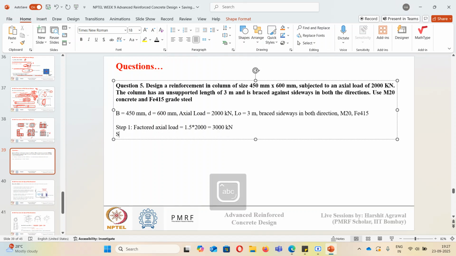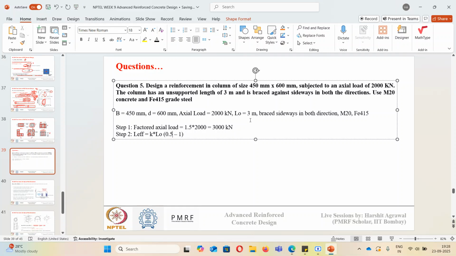Okay, step 2 will be to check the slenderness ratio. So L naught is given to us. So L effective will be K times L naught. But what is the value of K? That we don't know because end conditions are not given to us. We are just given that it is a braced frame. Okay, so we know K value will lie between 0.5 to 1. In this range K value will lie, that we know.